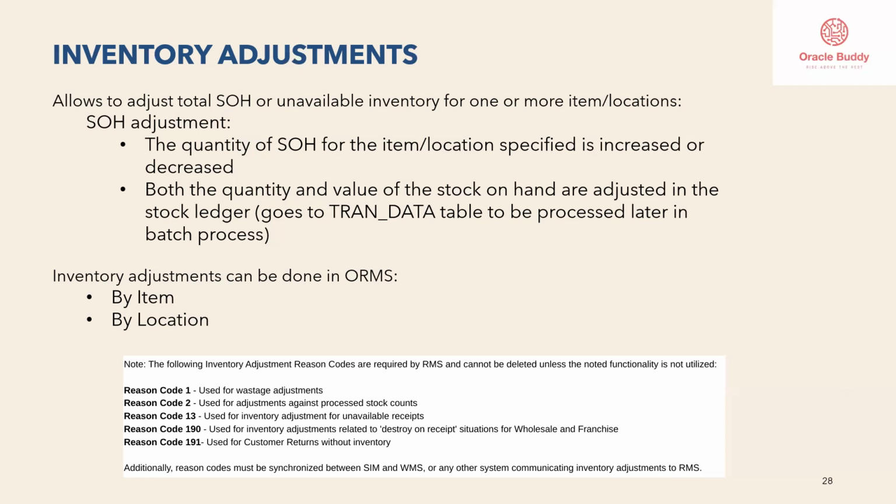Inventory adjustment can be done in RMS by item and locations. The following inventory adjustment reason codes are required by RMS and cannot be deleted unless the noted functionality is not utilized. So reason codes 1, 2, 13, 190 and 191 are there. With tran codes, we should give the reason codes while doing the inventory adjustment. We can have some other reason codes as well based on the client's requirement.